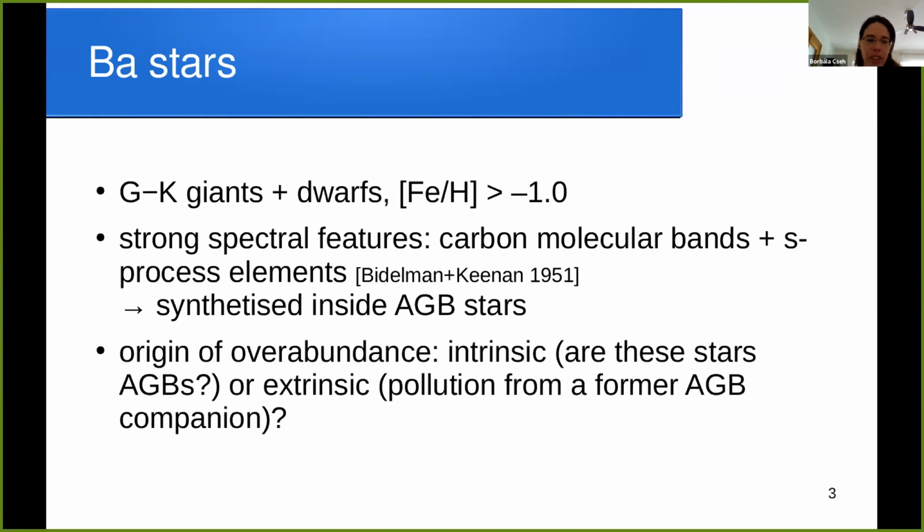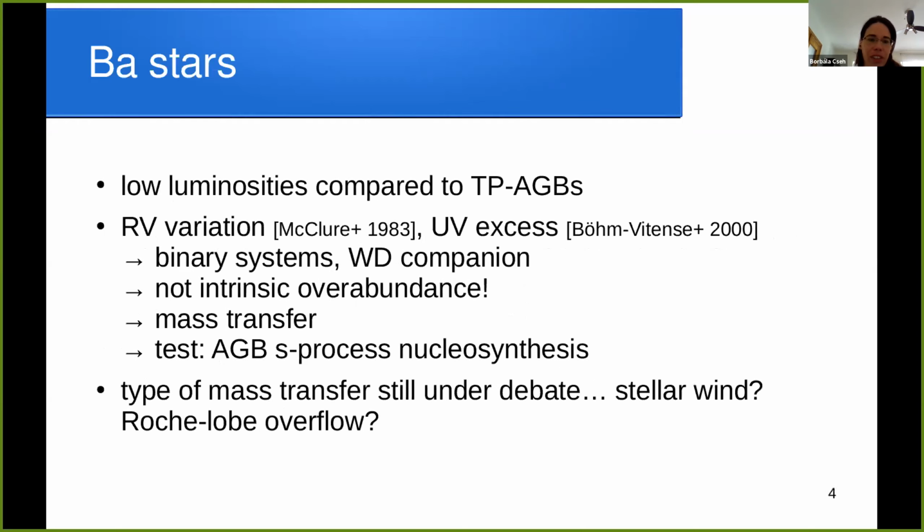So this raises the question of the origin of this overabundance. Are these barium stars intrinsic, so are these AGB stars, or extrinsic? So they have the overabundance from a pollution of a former AGB companion. And it's not a surprise that these barium stars are not intrinsic.